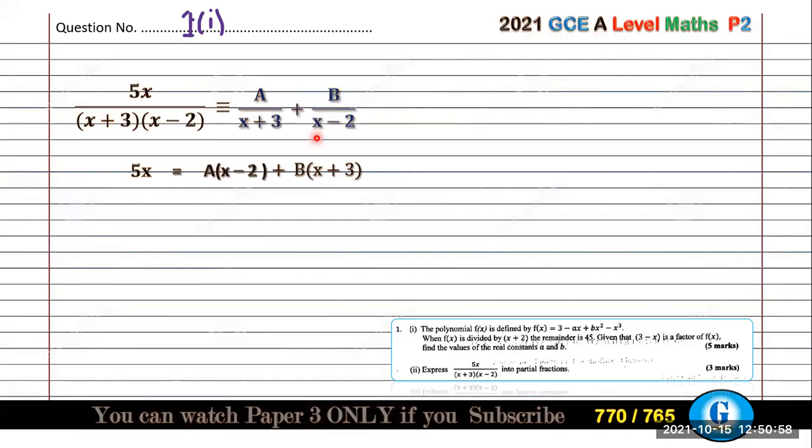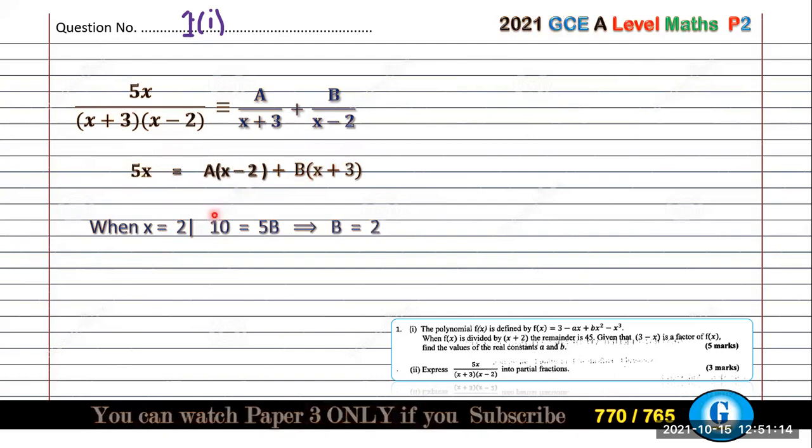So we can use the cover-up method, right? What will happen if x is equal to 2? We take the first factor and equate it to 0. x minus 2 equals 0, so x is equal to 2. If x equals 2, we substitute in this equation that we have, 5x equals that.